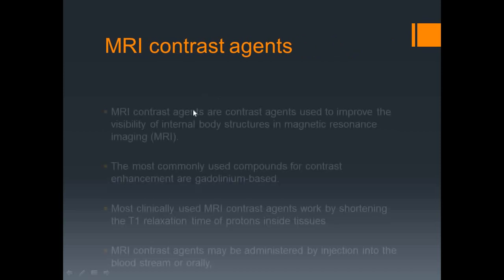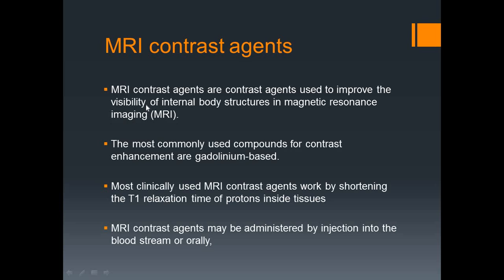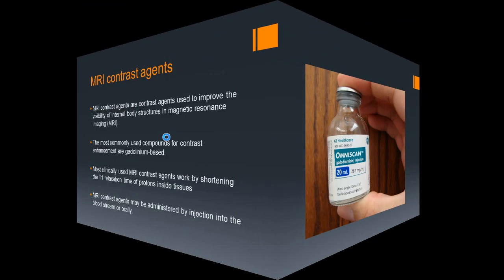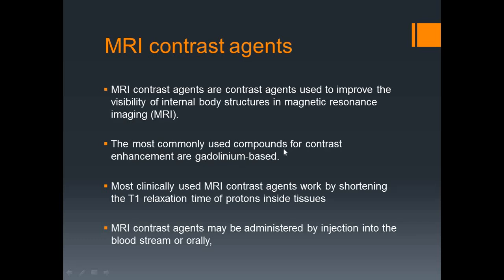MRI contrast agents. MRI contrast agents are contrast agents used to improve the visibility of the internal body structures in magnetic resonance imaging. The most commonly used compounds for contrast enhancement are gadolinium-based. Most clinically used MRI contrast agents work by shortening the T1 relaxation time of protons inside tissues. MRI contrast agents may be administered by injections into the bloodstream or orally.